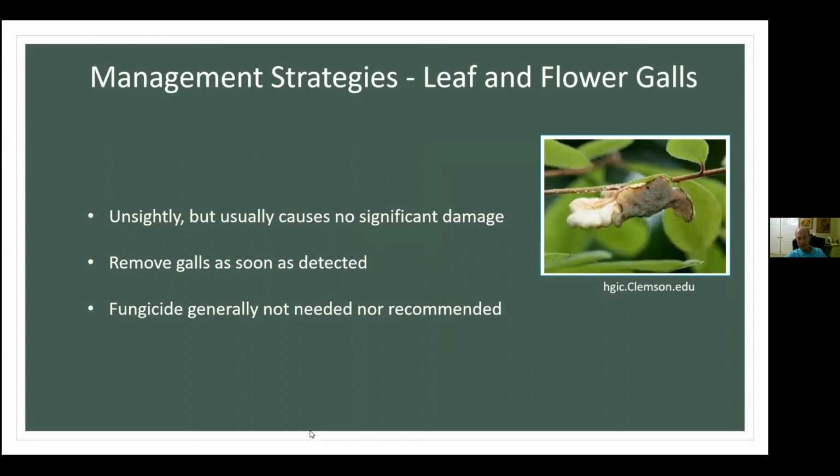It is important to remove them before the white layer develops, since this will provide spores for the fungus to infect next year. Fungicides are generally not recommended here. However, if you choose to use a fungicide, application must coincide with the bud break. Otherwise, the fungicide treatment will not be effective once the galls have developed.